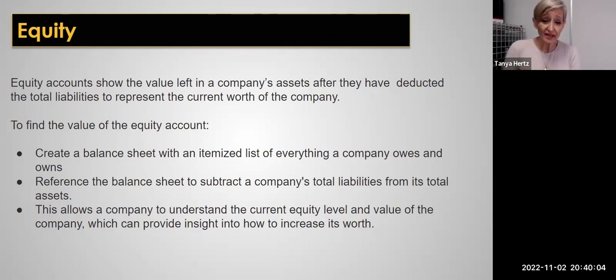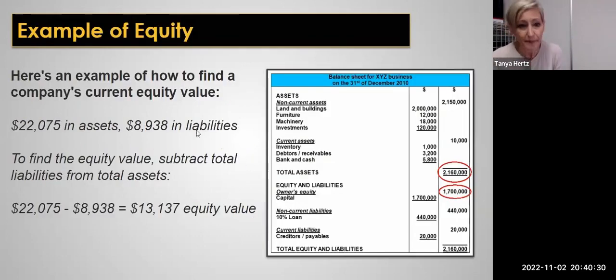You can reference your balance sheet to subtract your total debts or liabilities from your total assets to give you your total equity. So for those of you who have taken finance classes or accounting classes back in the day, you remember this formula a lot, right? Assets plus liabilities equals owner's equity. So this gives you a good picture of what the company is worth at any given time. So here's an example of equity for just some fictitious business company.